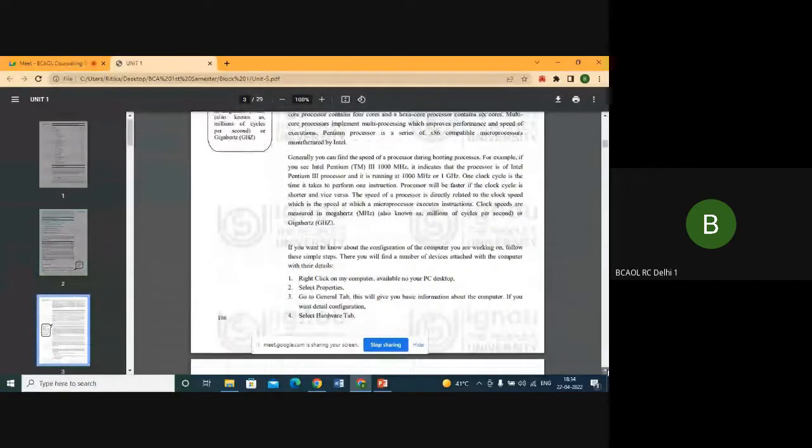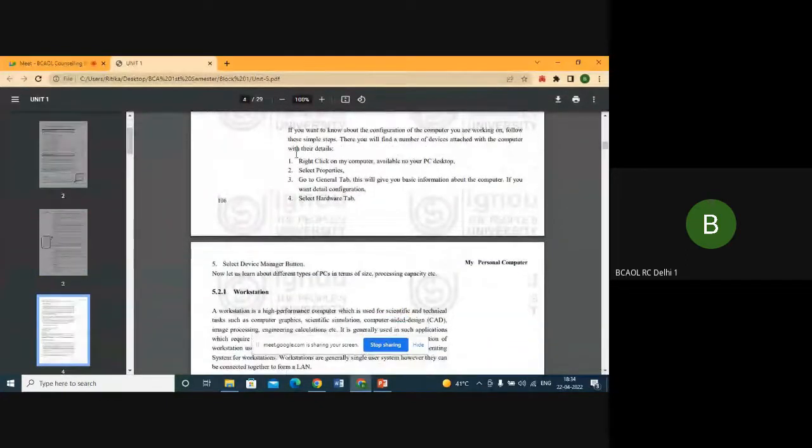So that is there. So they are saying right click on My Computer available on your PC. Select properties, go to the general tab. This will give you the basic information of your computer, which I have already told you. And if you select the hardware tab, or you can go to the device manager also.